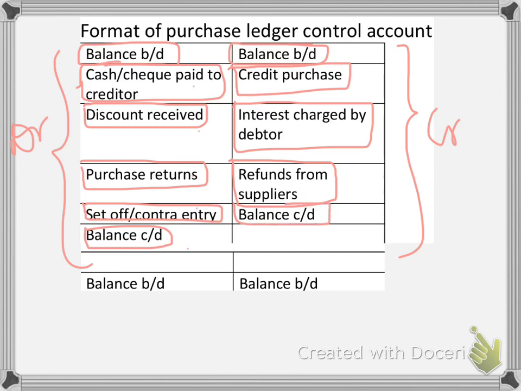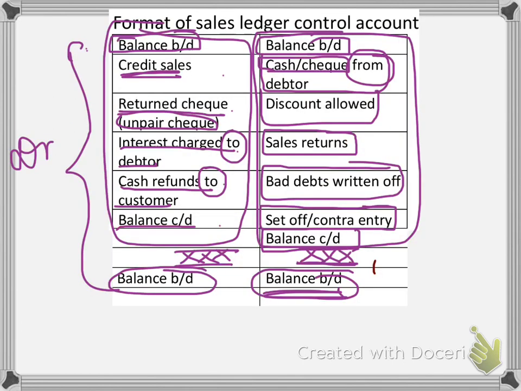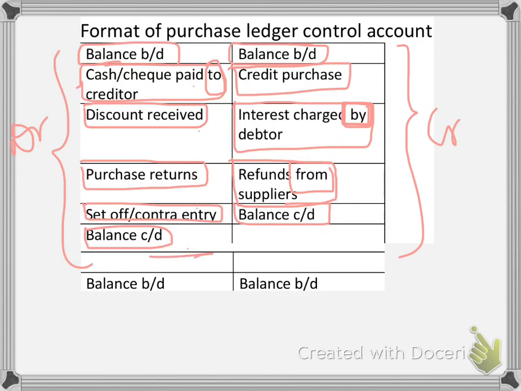Now here everything is "from". On the credit side, in the purchase ledger control account, everything is "by" or "from", and on the debit side it is "to". But if you see in the sales ledger control account, it's just the opposite. Here on the credit side it is "from", and on the debit side it is "to". Then after that we find the total on both sides, and then we end it with the balance brought down.